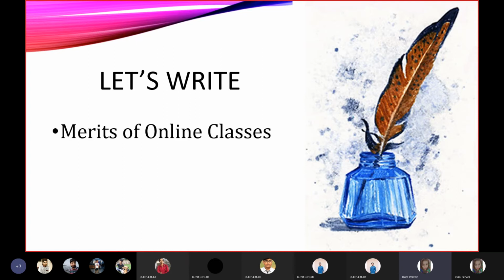Write a paragraph on merits of online classes. Make sure that you are writing a good topic sentence and all the supporting details are according to the topic sentence, and you are concluding your paragraph in a better way. You have to also take care of connectivity in the sense of cohesion and coherence, and you may choose block or semi-block style. That's up to you.